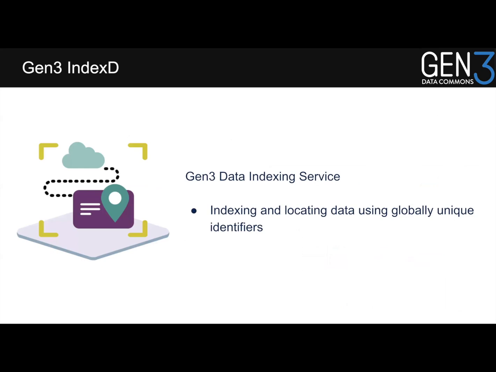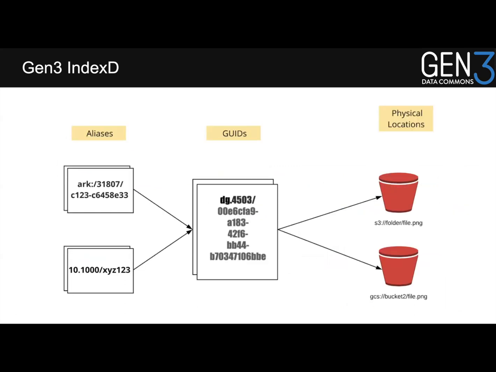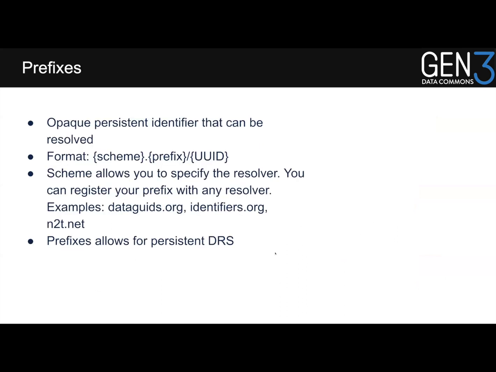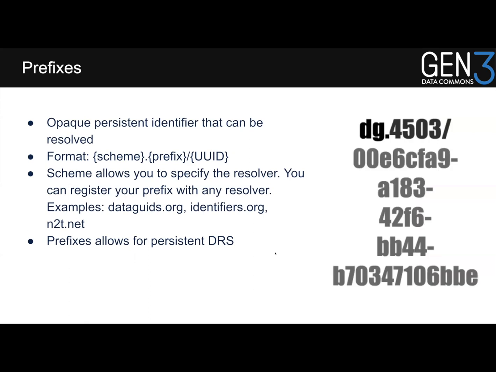Some background on our own architecture. Indexd is a service available in Gen3 that is responsible for indexing data using globally unique identifiers. This is achieved by issuing a single GUID to an individual data file located in the cloud. These GUIDs have two components to them. The prefix, which is the dg.4503 shown in the example, is an opaque identifier that stays consistent throughout the particular server where the data repository is hosted.